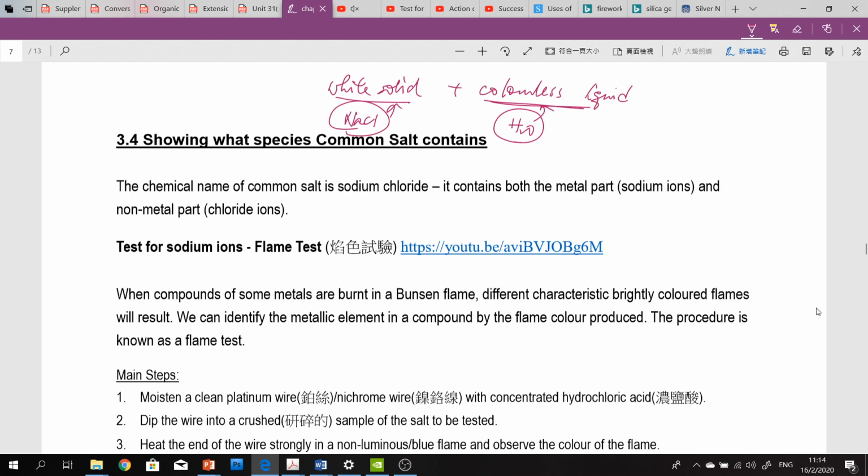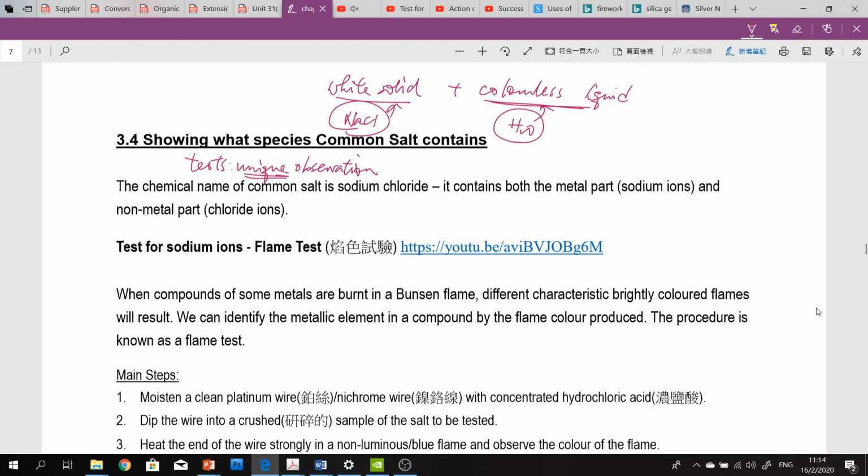First of all, the white solid: is it NaCl? I don't know. So for chemists, we have to think of a test which shows a unique observation. Unique means only one substance would have such an observation while the others would not. So for sodium chloride, because it is a compound.